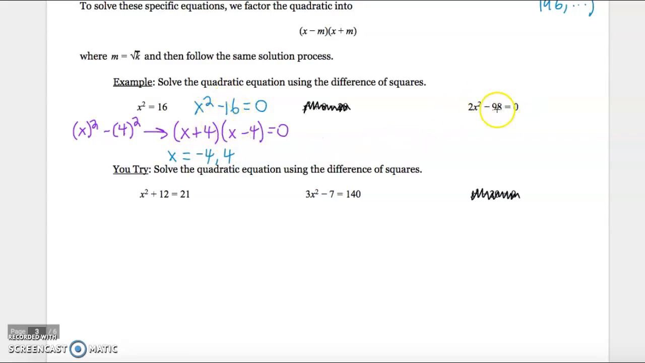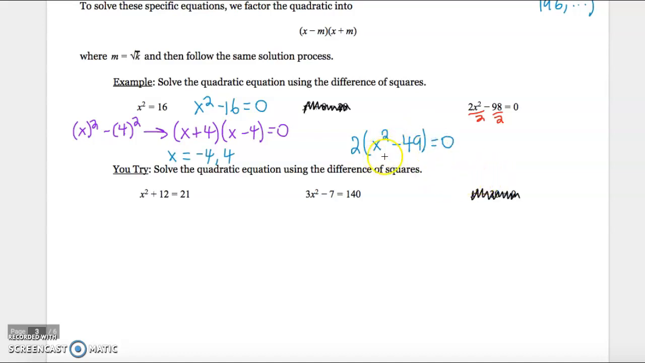All right, this one's already set equal to 0, but I do notice I have a GCF. 2 goes into both 2 and -98, so I'm going to go ahead and pull out that 2 first. So then I have 2, and again, you're thinking of it as dividing by 2 to figure out what's left over. I need a little more room. So then I'll have 2 times parentheses, x squared minus 49.